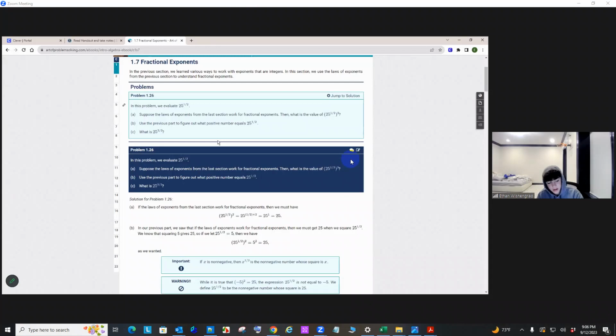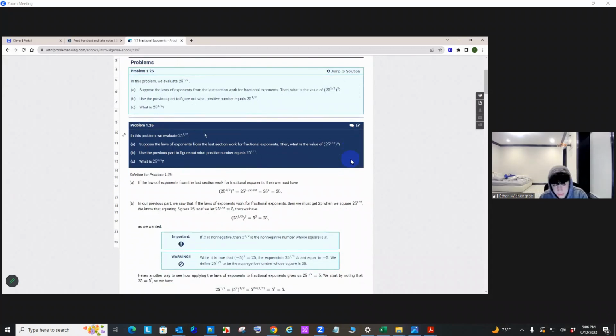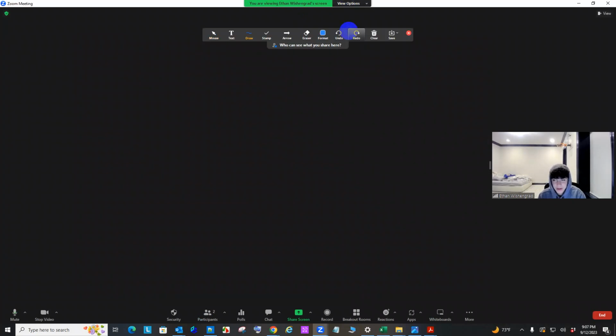Let's just hope. Yeah. So in this problem, we have 25 to the f. Now, last year, did you ever do fractional exponents? I don't remember. No, but these are easy though. Just 5, just the square root of 25.